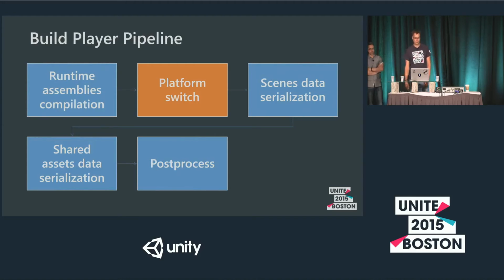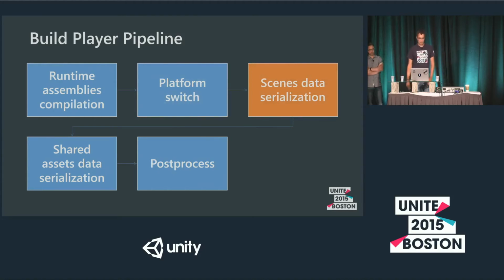Platform switch. Once all scripts are compiled, we temporarily switch the editor to the platform we are building for. This means that the library folder representation of the assets we want to include in the build should be ready for serialization and should match the target platform representation. That means that, for example, textures might be recompressed, audio data might be recompressed and converted to the platform's format. This is a temporary switch, and we get back to the current platform once the build is done.